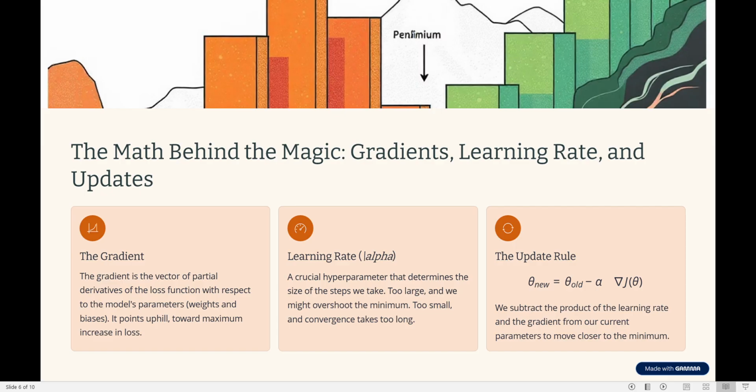Then we see the math behind the magic: the gradient, learning rate, and update. The gradient is a vector of partial derivatives of the loss function, one for each parameter like weight and bias. It tells us the slope, the direction of steepest increase in loss.